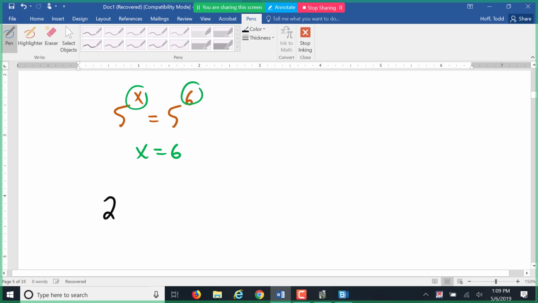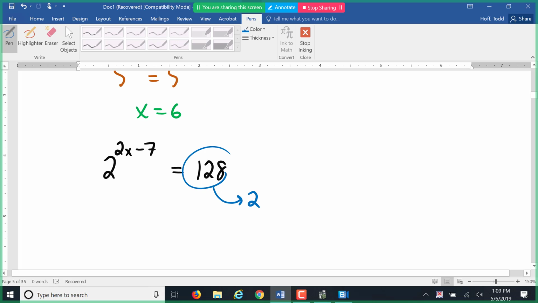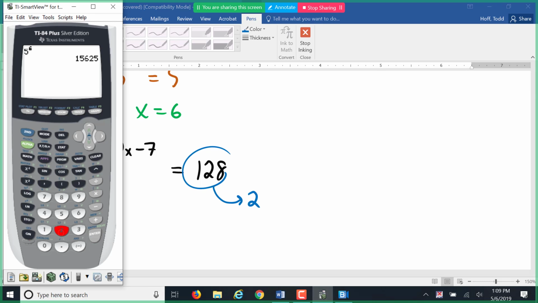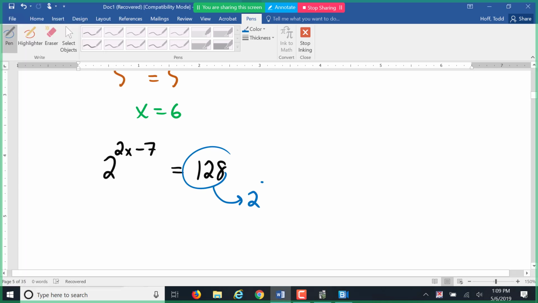We might have 2 to the power of 2x minus 7 equals 128. Can we express 128 as a power of 2? Sure we can. 128 is 2 to what power? We'll do 2 to the power of 6. That's not it. 64 is too small. We keep going. 2 to the power of 7. That's it. 128. So 2 to the power of 7.